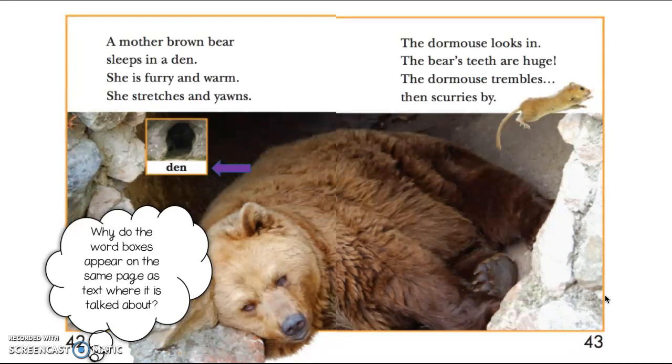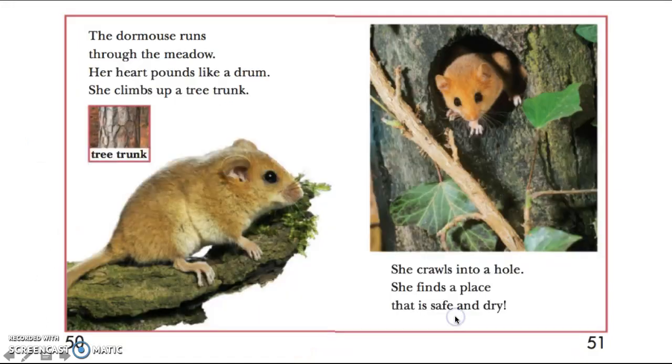Why do the word boxes appear on the same page as text where it's talked about? So, like, right here it says, "A mother bear sleeps in the den." Why would they have a picture of a den right there, too, in the little box? Yeah, probably to highlight that it's important on this page, yeah? To understand what a den is. I like it. Good observation, friends.